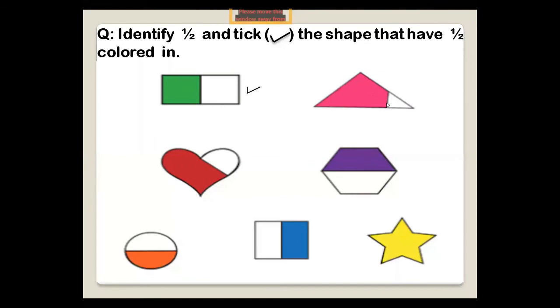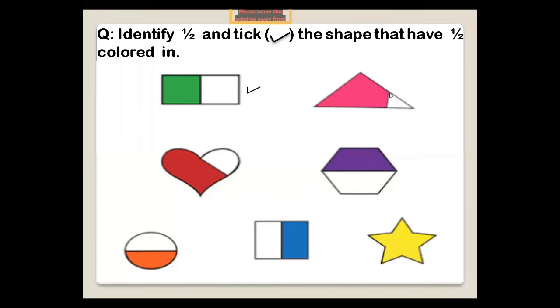It is a triangle. See it very carefully. Is it divided into two equal parts or not? No, because one part of the shape is bigger and the other part is smaller. The shaded part is bigger and the blank part is smaller. So it is not divided into equal parts.